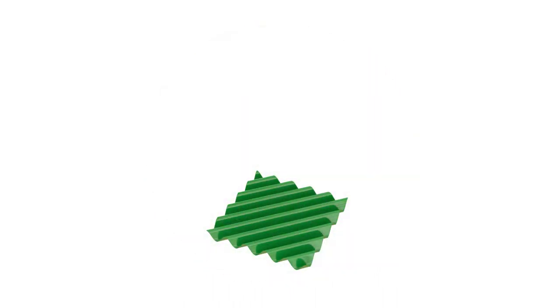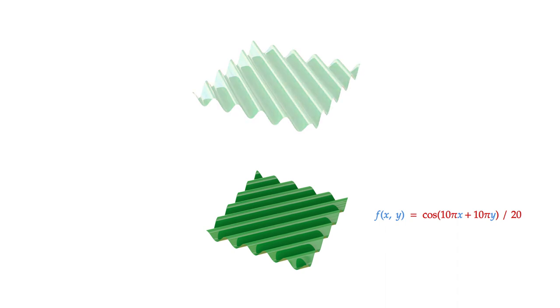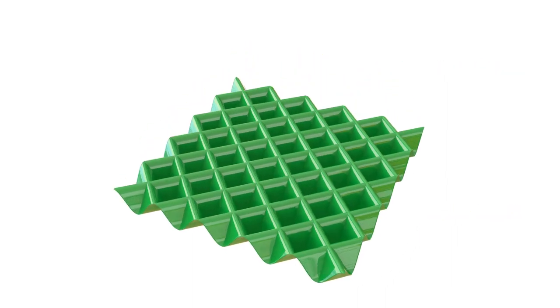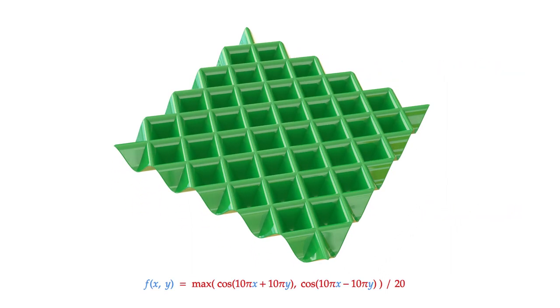Consider the function of two variables, z equals cosine of 10 pi x plus 10 pi y, divided by 20. Its 3D graph looks as follows. And here is the graph of the function z equals cosine of 10 pi x minus 10 pi y, divided by 20. These two functions can be combined into one using the max function. The graph of this combined function forms a nice square pattern.